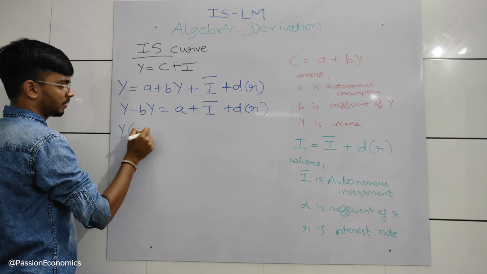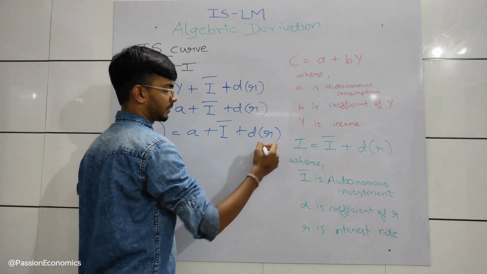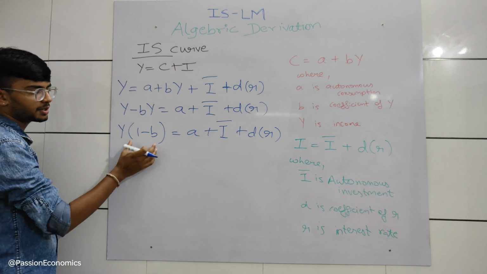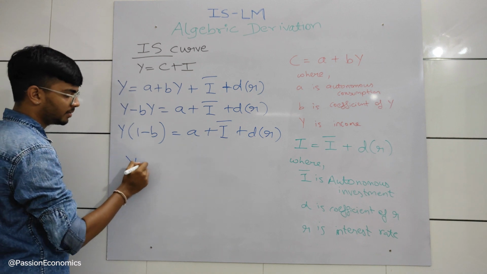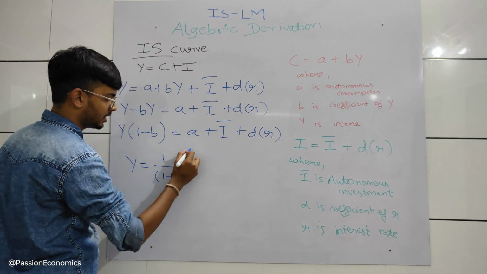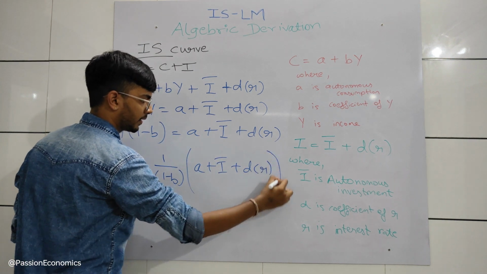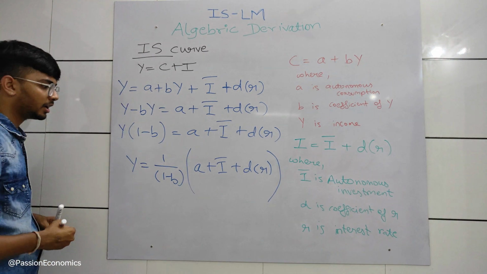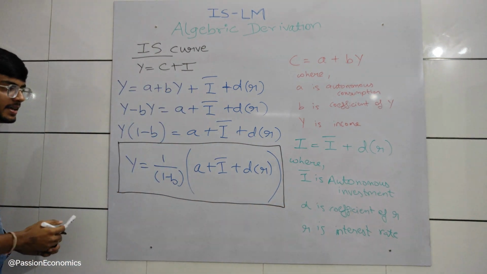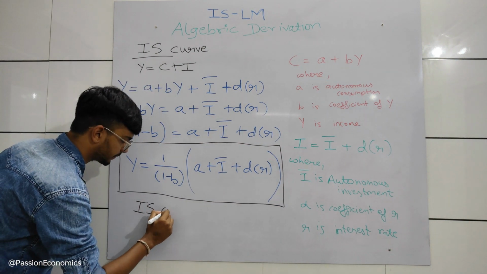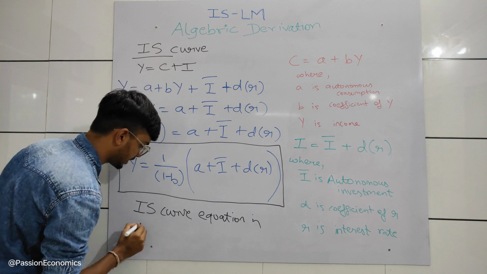Taking Y common, the equation will be as follows. Now we will take this value in the denominator on the other side, and the equation will be Y equals 1 upon 1 minus B into A plus I bar plus dr. This particular equation is the IS curve equation in two-sector model.